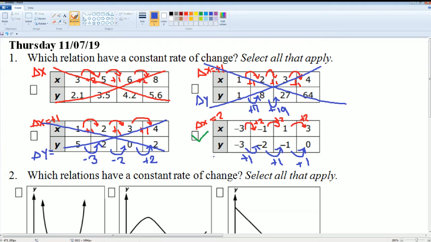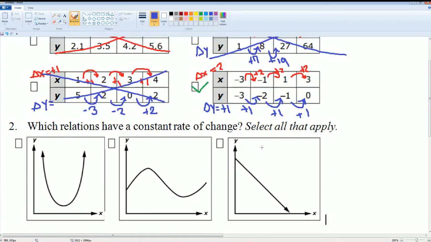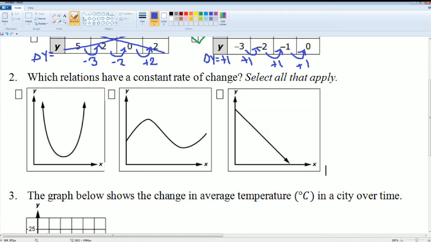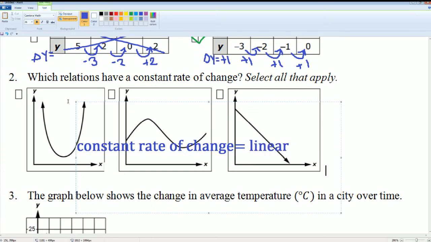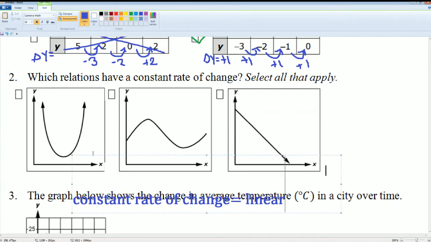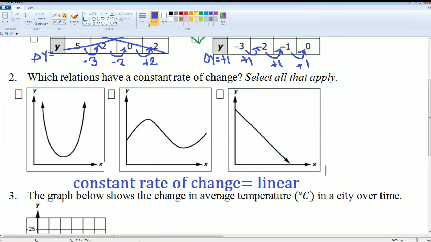Oops, I forgot to write the delta y here. So delta y here was equal to add 1. So this is the only one that is linear. Yay! Okay, which relationship has a constant rate of change? Again, keyword here, constant rate of change means you are linear. So look for the one that is linear.